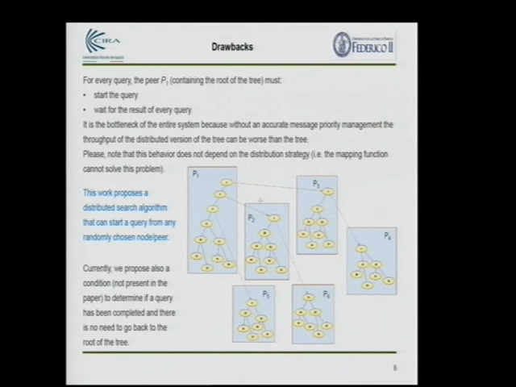This work proposes a distributed search algorithm that can start a query from any randomly chosen node. And currently, we also propose a condition to determine if a query has been completed, so there is no need to go back to the root of the tree. So, starting a query in a randomly chosen node copes with the first bullet, and ending a query in a node other than the root helps to resolve the second bullet.